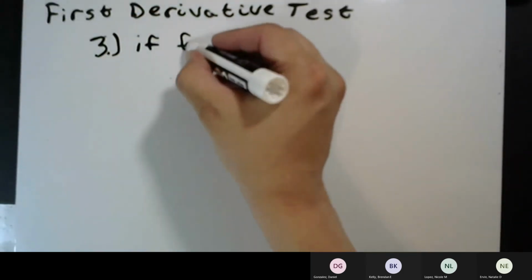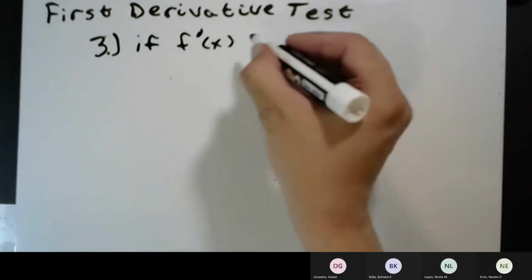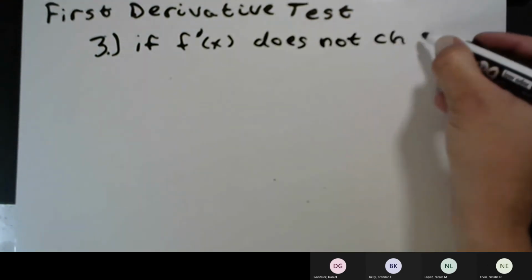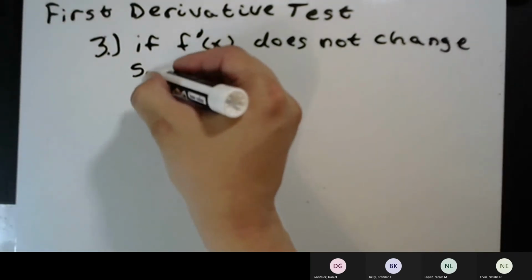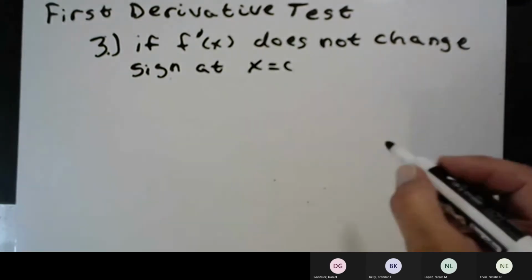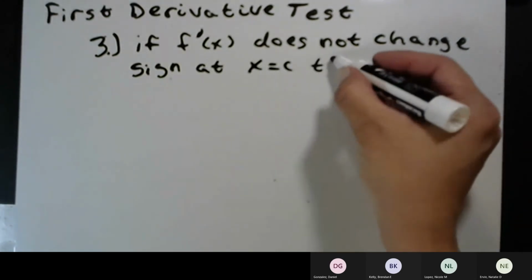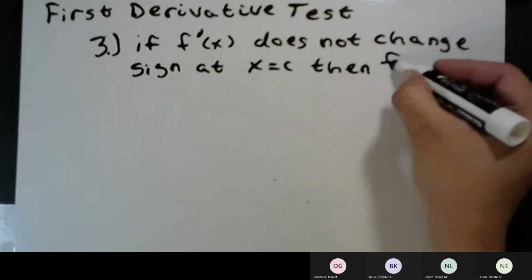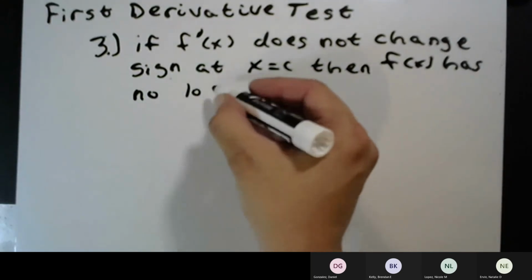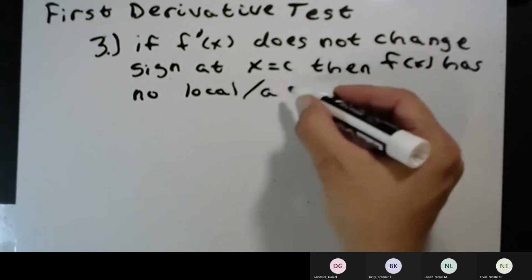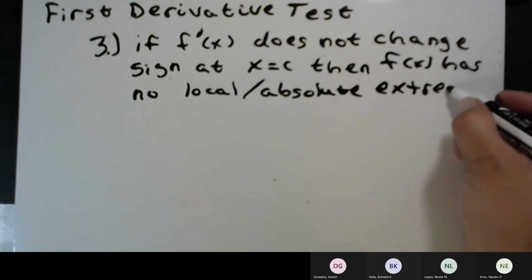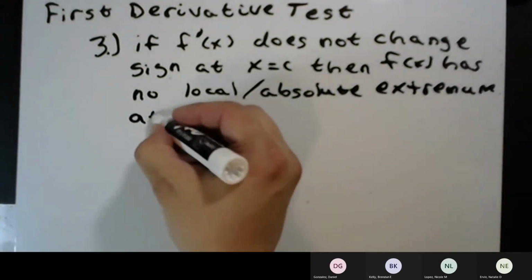If f prime of x does not change sign at x equals C, then f of x has no local, or absolute for that matter, extremum at x equals C.